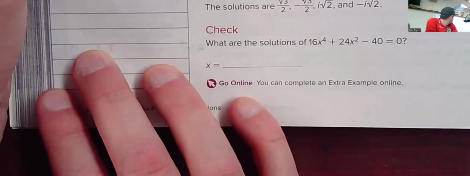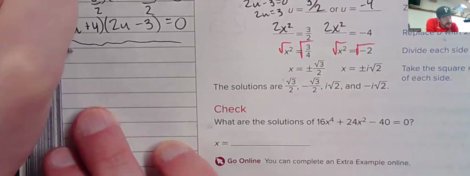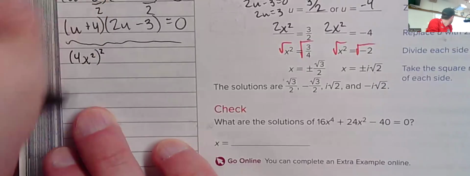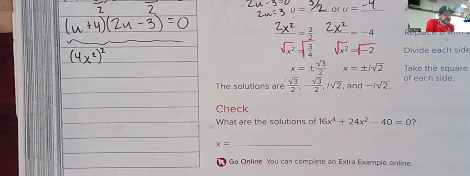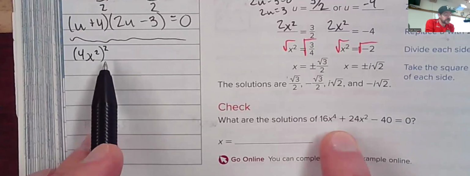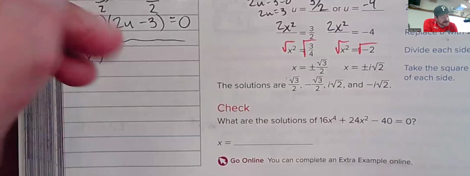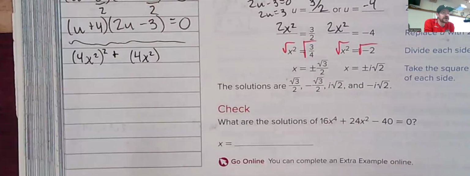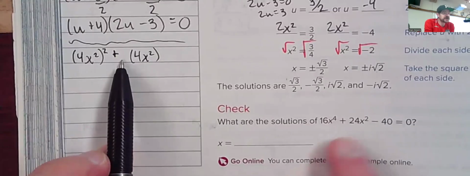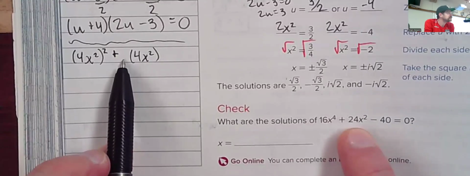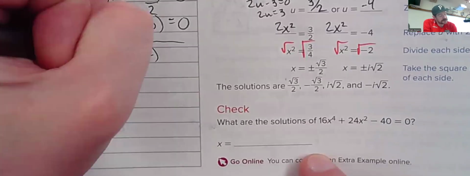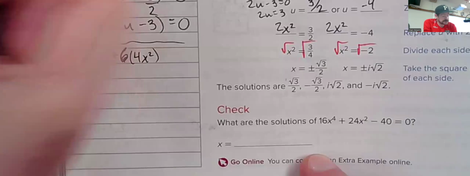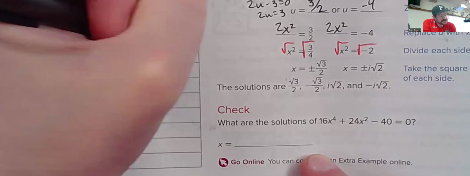We could write this as 4x squared squared, because 4 times 4 is 16, and x squared squared is x to the 4th, which means we're going to write plus, and then we're going to have 4x squared in parentheses here, and then we just need to figure out what number goes outside. 4 times what equals 24? 6, yep. So plus 6 times 4x squared minus 40 equals 0.